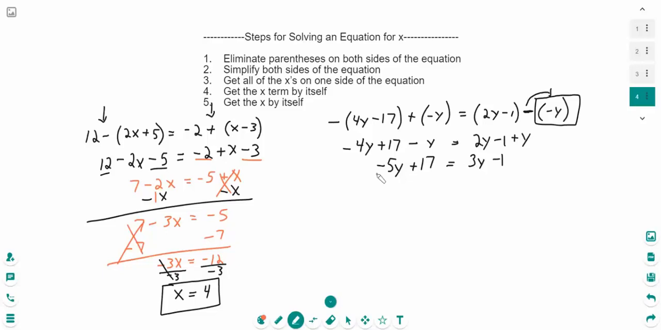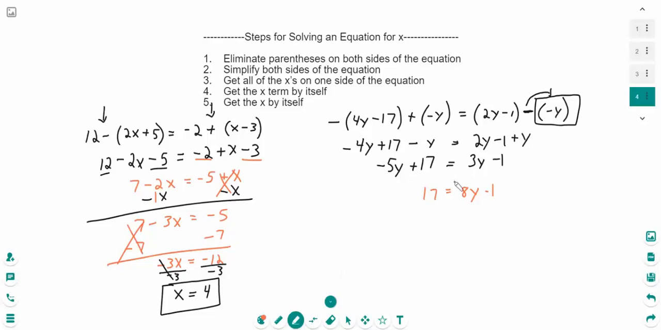Here I'm going to bring my y's onto one side. So I'm going to move them over this side. So I have a negative 5y. If I move it over to the other side, it becomes a positive 5y, right? I'm just kind of doing some of this in my head. And a positive 5y and a 3y, that's going to be an 8y on this side. And a 17 is left on this side.